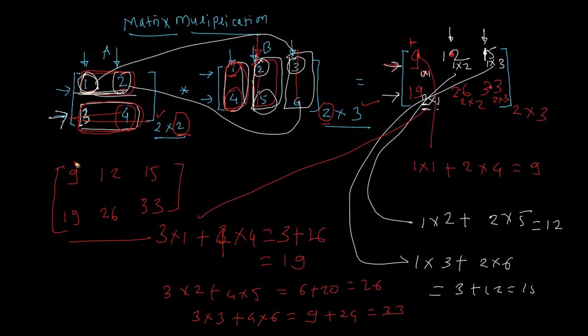In order to get this, multiply first row first column. To get this, multiply first row second column. To get this, multiply first row third column. To get this, multiply second row first column. To get this, multiply second row second column. To get this, multiply second row third column. So that is how we can perform matrix multiplication. The important point to note is the inner dimension, that is, the columns in this matrix should match the rows in this matrix. So we'll see the code of this in the next video.